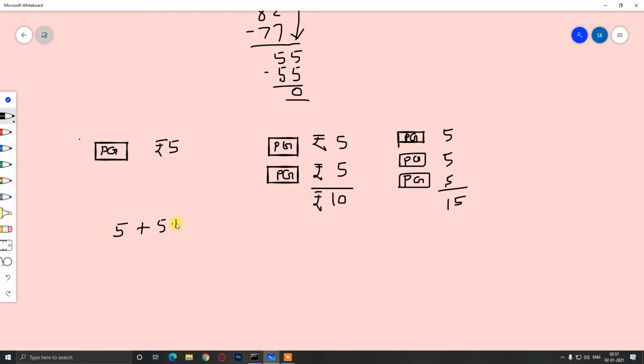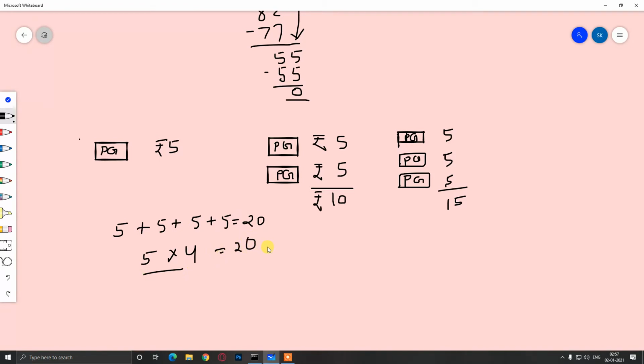For 4 Parle-G we have to add 5 4 times. For 2 Parle-G, 2 times added. For 3 Parle-G, 3 times we have added. So this will be rupees 20. So instead of just adding like this, we can simply write 5 multiplied by 4. As we have learned that multiplication is repeated addition, so instead of writing 5 plus 5 plus 5 plus 5, directly we can write 5 into 4, that is 20.